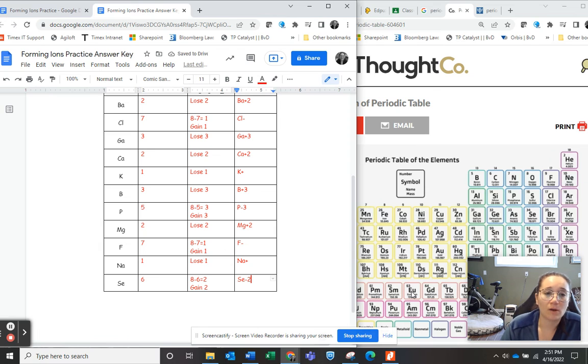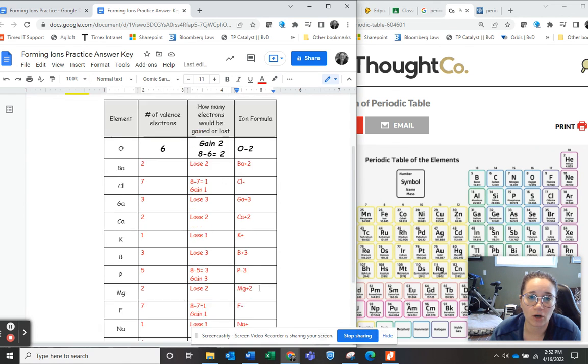Okay, so remember, if we have 1, 2, or 3 valence electrons, we're losing electrons. Okay, and our charge is then going to be a plus whatever the number we're losing. If we're in group 15, 16, or 17, that means that we have that many valence electrons. We're going to be gaining electrons, and in order to find out how many we're gaining, we have to subtract 8 minus however many we already have, and that gets us our charge. Okay.